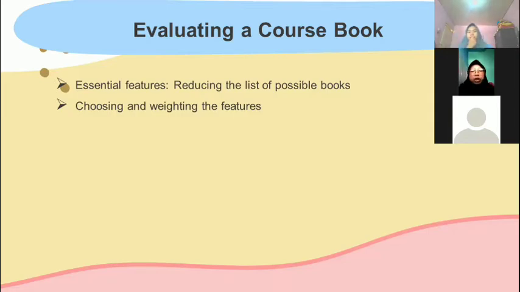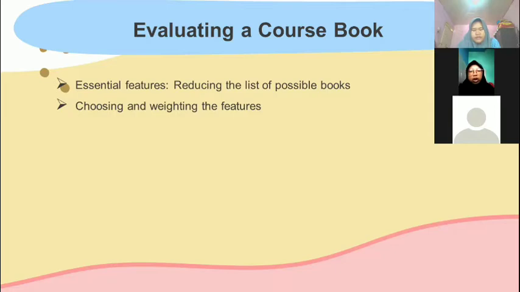The first one is the book should be at the right vocabulary and grammar level for the learners. The book should focus on the language and skills that are the goal of the course. The book should be below a certain price. The book should be readily available. The size and number of lessons in the book suit the length of the course. The book should not include behavior and topics that would offend the religious or cultural sensitivities of the learners and their parents. And the second point is choosing and weighting the features.